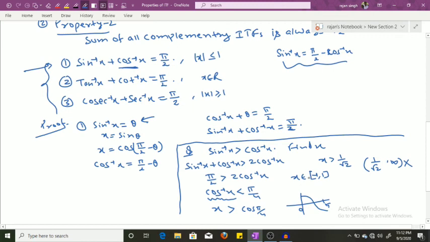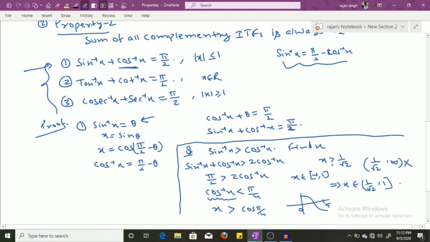So the final answer will be the intersection of these two. What is the intersection? 1 by root 2 open interval to 1. Is that clear? This answer came from cos inverse x, so you have to think about the x. x for cos inverse belongs to minus 1 to 1, so the final answer will be the intersection of these two. Keep this in mind, that's very important.